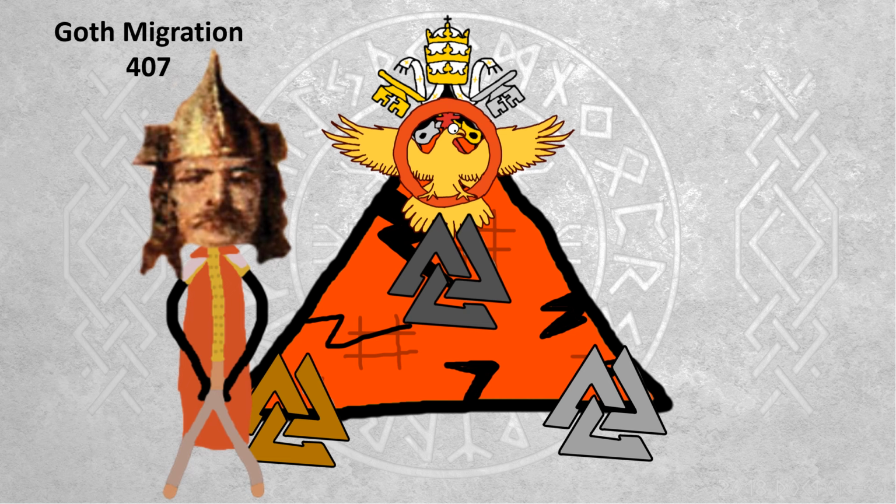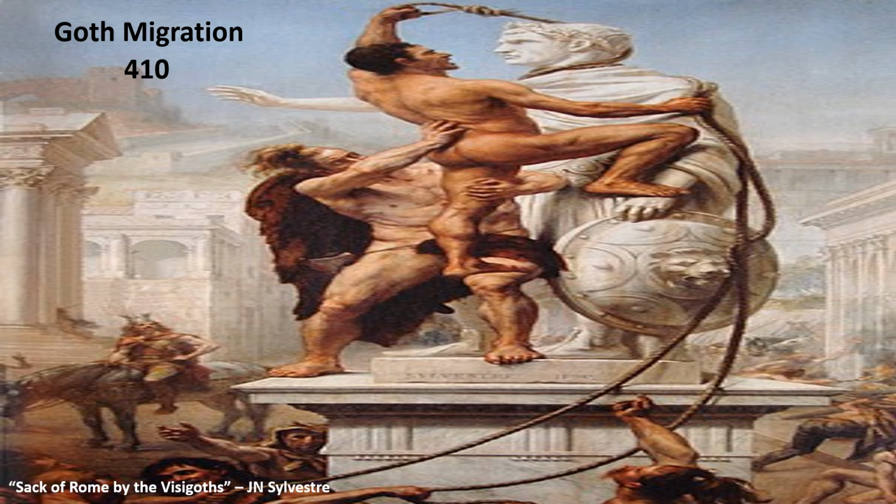Alaric pressed his advantage and marched towards Rome, his numbers growing as he marched from Roman-German warriors and German slaves joining him. Alaric sieged Rome in 408 and 409, and after negotiations broke down, he sacked the city. This was the first time Rome had been sacked since 390 BC. Rome was robbed and looted, and in 410 AD, Alaric died from disease.